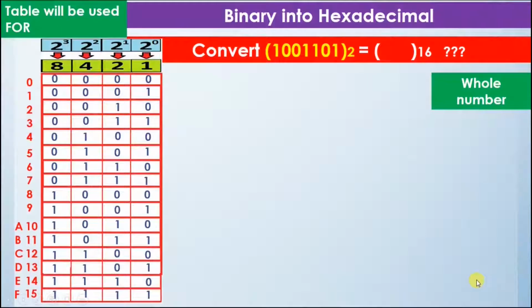So now we will see how to convert a binary number into hexadecimal number, and in this example we are dealing with the whole number. So in this example we are given the whole number 1001101 in binary, and we have to convert it into hexadecimal. So we know that 2 raised to power 4 is equal to 16. So we will have the table that has 16 rows and 4 columns.